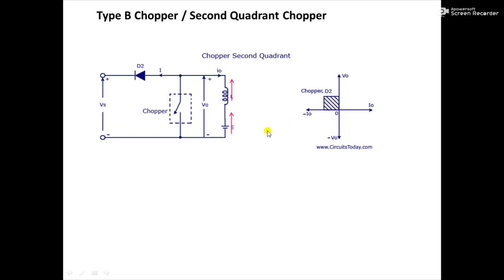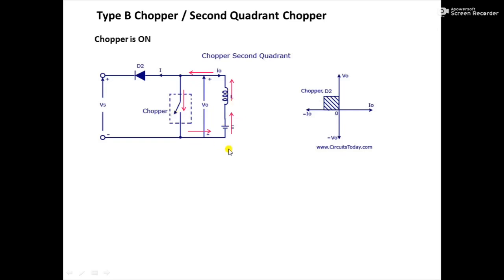So in this case, current starts flowing in this direction, and it completes its path through this loop. Now, as the current is flowing through the inductor, this inductor will store some energy in it. So this is what happens when the chopper is on.